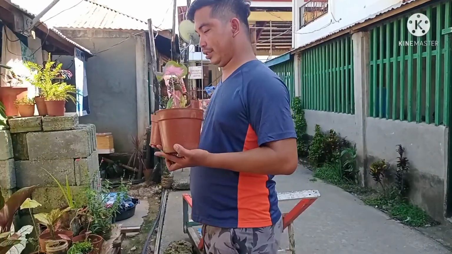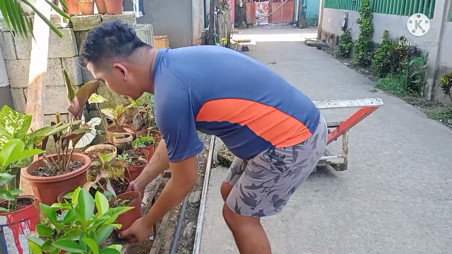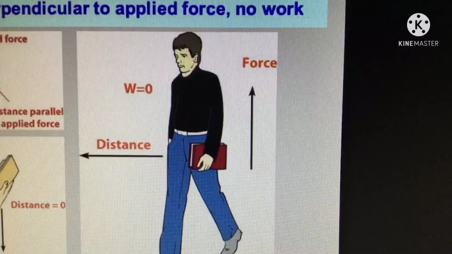And in this demonstration, I'm lifting a pot of flowers. According to physics, I am doing no work because I'm applying the force in the vertical direction while I'm walking in the horizontal direction, so the direction of force and displacement are perpendicular, and therefore no work is done.